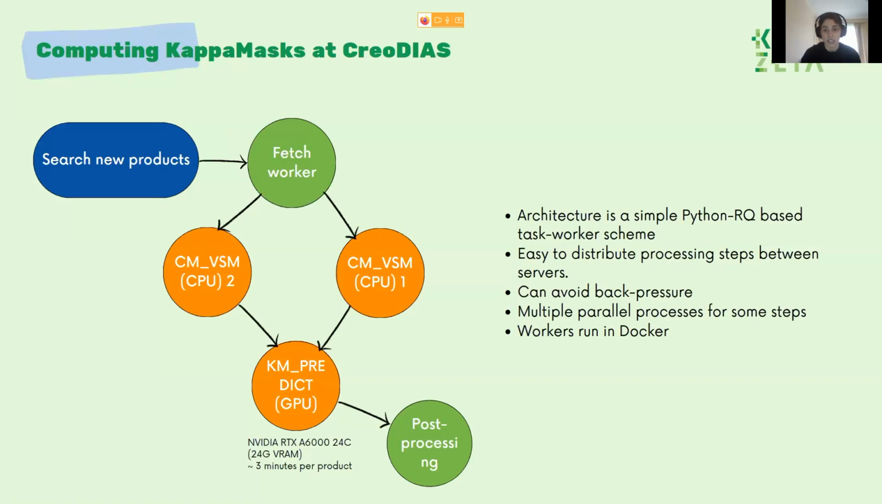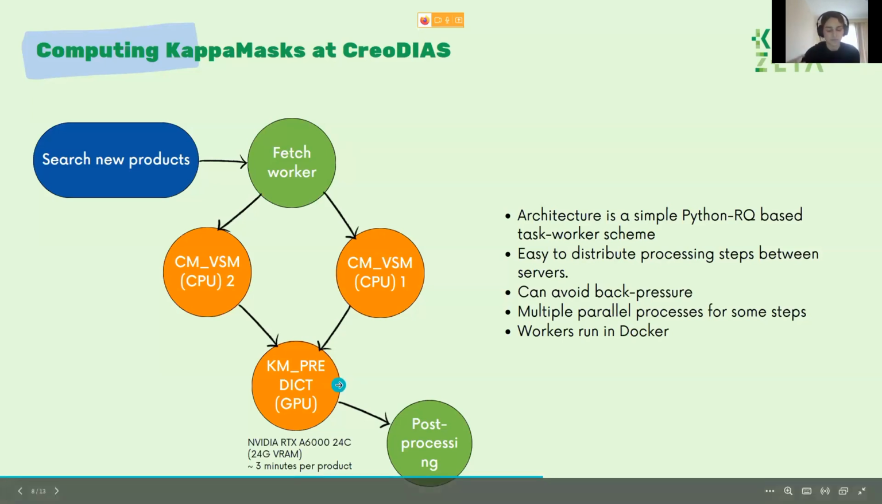Now I will talk a bit more about how it was set up. At CreoDIAS, it was set up with the help of Python RQ. There is a fetch worker that looks for new products which we need to process, and then it passes the product to other workers, which subtile the products. This is CMVSM. We have two of those, and they work in parallel. The output goes to CAN-Predict, which is the prediction process itself, where it runs the model on the subtiles as well as merges them together.